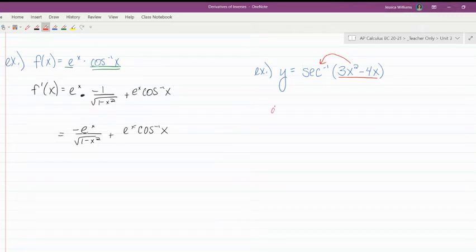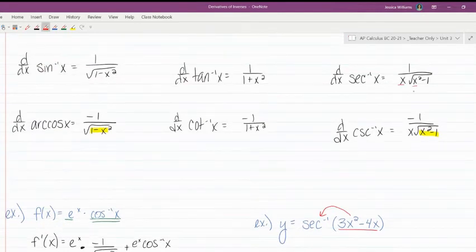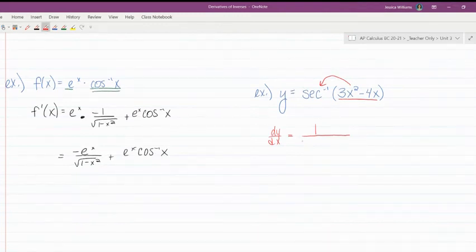Chain rule starts with the derivative of your outside function. Inverse secant is the outside function. That's the last thing that you would do. So the derivative for inverse secant is 1 over x times the square root of x squared minus 1. But these x's are not normal plain x's. They're your input. Whatever your input to secant was is what has to go there. So this is going to look really strange, but it's not x, it's 3x squared minus 4x. Square root of, not x squared, but 3x squared minus 4x, squared, minus 1.